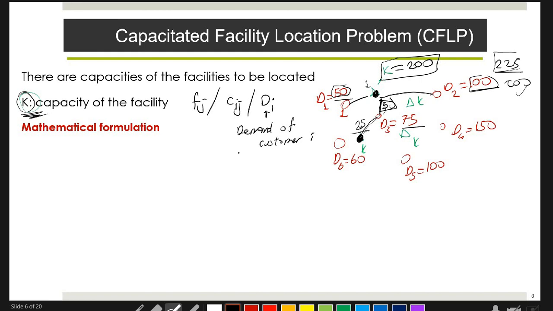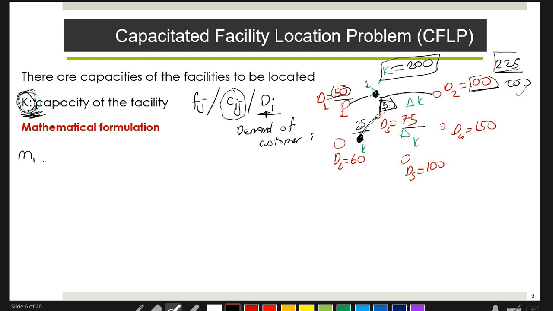Here Cij is again the same thing. It is the cost of satisfying all demand of the customer. But in order to write this capacity constraint K, I need to know the demand this time. But in the previous one, there were no capacities, and for that reason, we don't need to know what exactly the demand of the customers is. Okay? So let's formulate this problem.